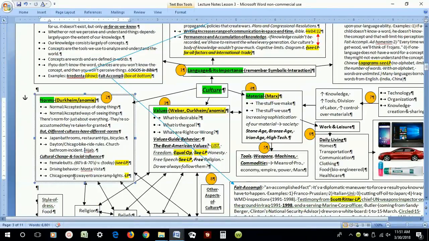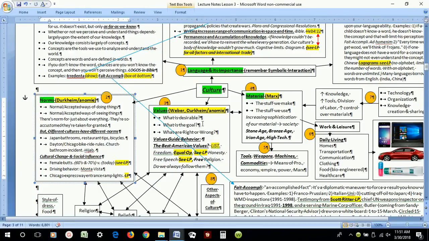All right, so we went through norms, normal ways of seeing things, normal ways of doing things. Those norms vary from culture to culture. There's a lot of differences in what's normal, right? And what's normal changes over time, right? Values, okay? So what are values? Values are what is desirable, what is a goal, right? What's right and wrong, all right?